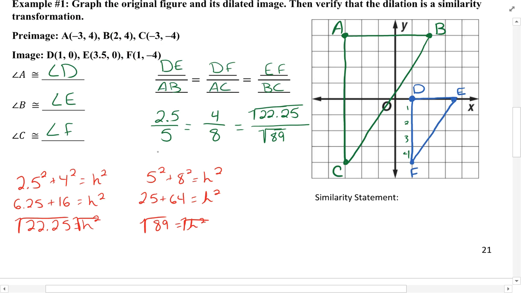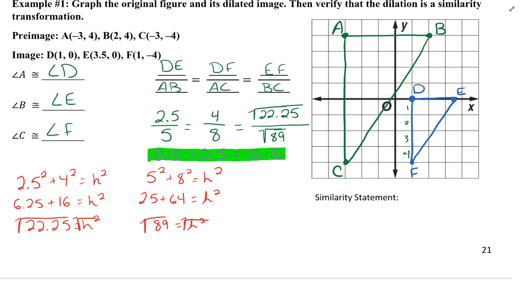2.5 divided by 5, that simplifies to half. 4 divided by 8 simplifies to half. Square root of 22.25 divided by the square root of 89 also simplifies to a half. Since all of those are true, we can verify that yes, these triangles are similar because their angles are congruent as well as their corresponding sides are proportional.